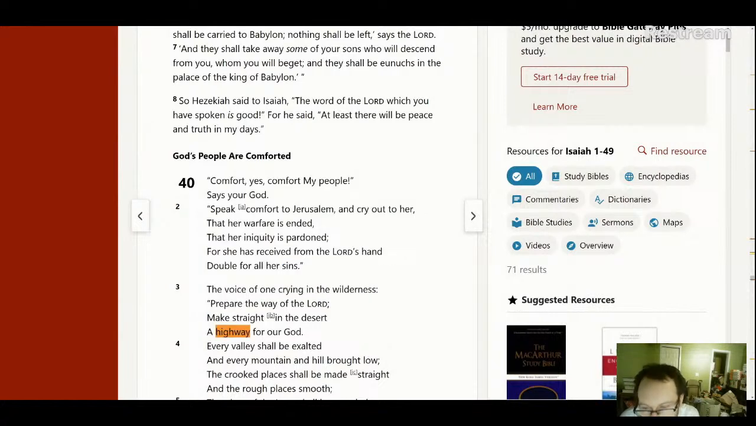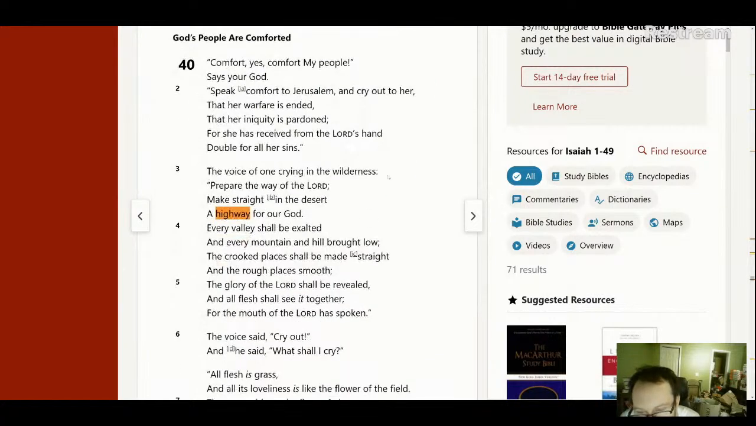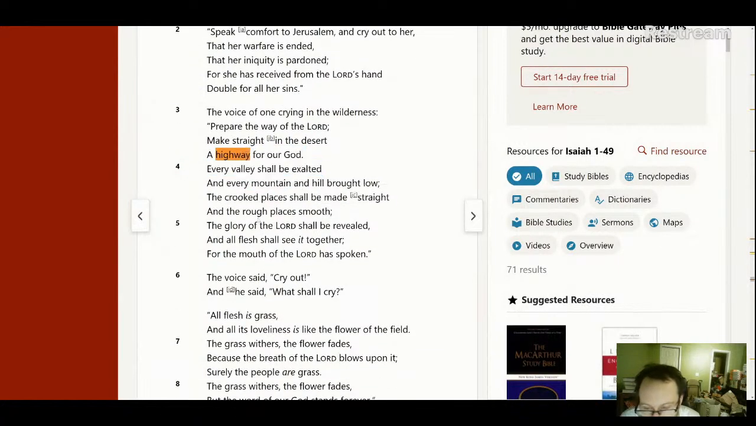Comfort my people. Speak comfort to Jerusalem. Why? Her warfare is ended. What warfare is he talking about? What iniquity is being pardoned? What's going on? The voice of one crying in the wilderness, prepare the way of the Lord, make straight in the desert a highway for our God. Every valley shall be exalted, every mountain shall be brought low. Crooked places shall be made straight, rough places smooth. The glory of the Lord shall be revealed, and all flesh shall see it together. The mouth of the Lord has spoken.